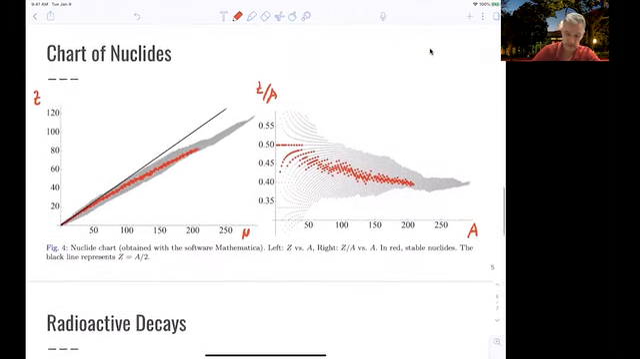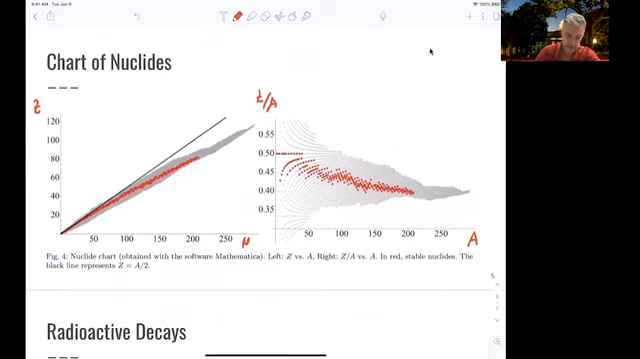Here's another representation of the very same thing. You see a nuclear chart again. And here what's plotted in red are the stable nuclei. So we will see that nuclei can decay, and we'll understand why they decay and in what form they decay. So that's the core part of this chapter. It's understanding how nuclei can decay and what we can learn about them by studying their decays.